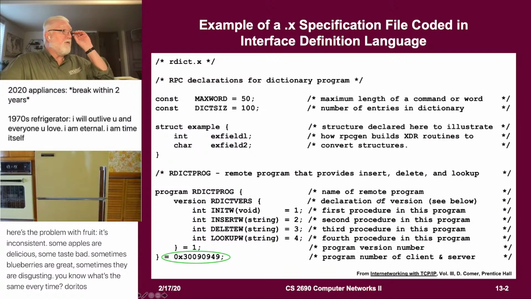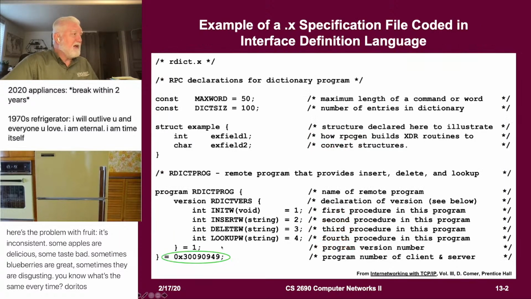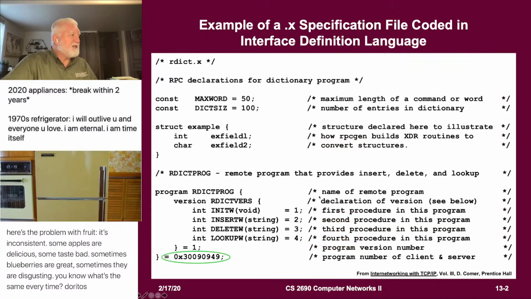This is where we were before with the specification file coded in interface definition language. This part here, the program number of the client and the server, I want to just show you. I don't even know how important this is, but if you notice this number, 30090949, there it is right here, okay? That's just a way of attaching a sort of handle to this thing.